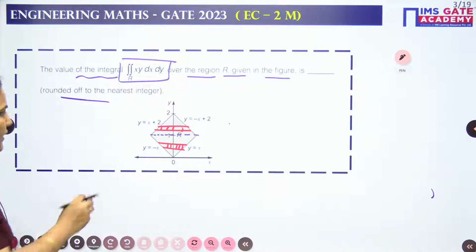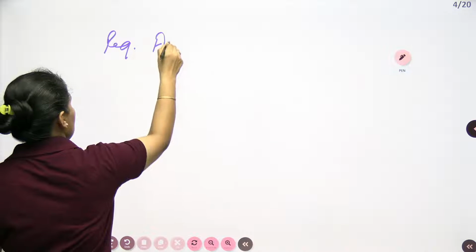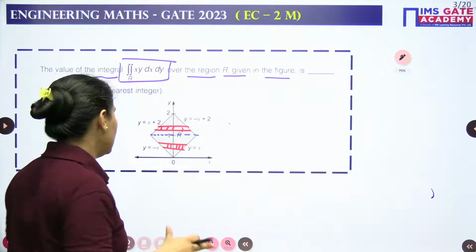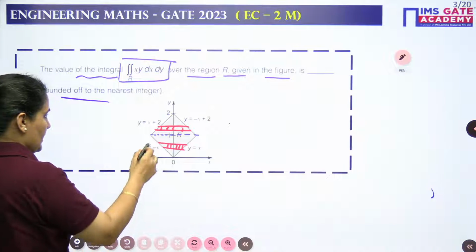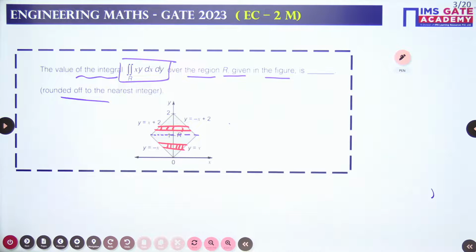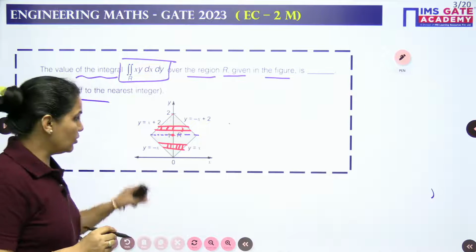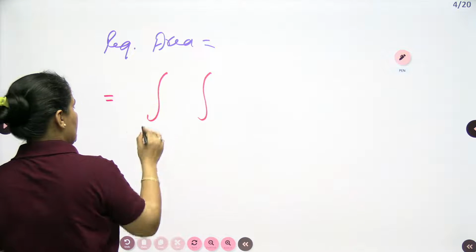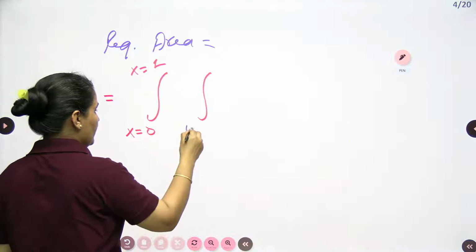So let's approach it. I will write down here my required area. This time I want to take a strip parallel to x-axis to make it easy. So I will just solve like this. My area for the upper one, when I am taking the strip parallel to x-axis, my limit for x is 0 to 2. You can write down directly 0 to 1 only, and here also 0 to 1. So I will write down the value of x is 0 to 1.